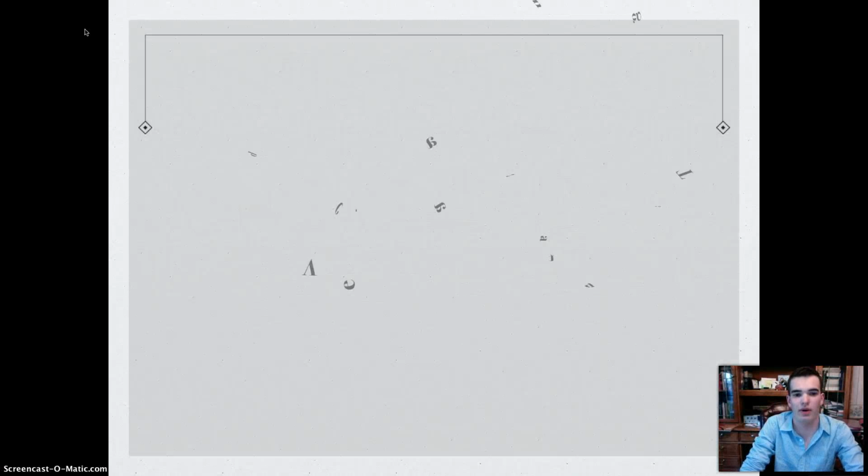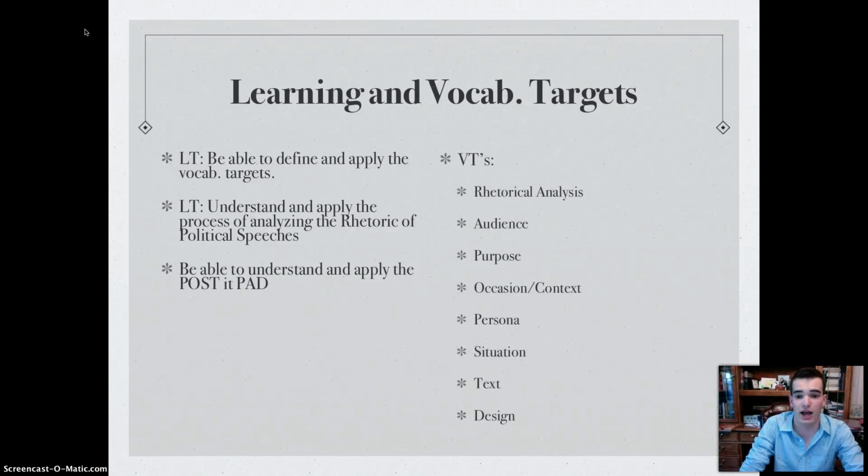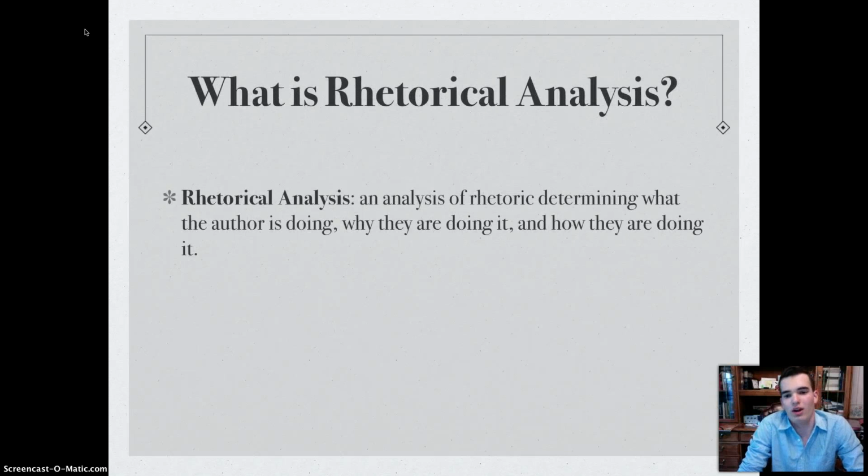Right away, talking about rhetorical analysis, what it is, and how we can talk about it in terms of speeches. So first off, what is a rhetorical analysis? Well, rhetorical analysis is an analysis of rhetoric, of language, determining what the author is doing, why they are doing it, and how they are doing it. Essentially, how are they saying the words that they're saying, and how does that make that special or different?